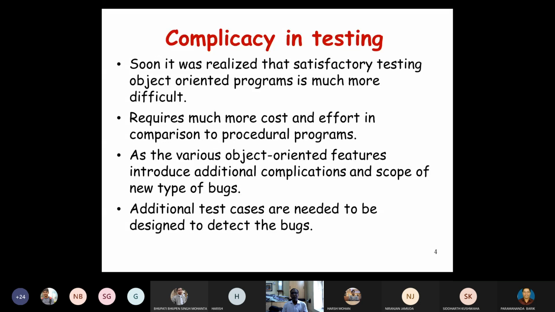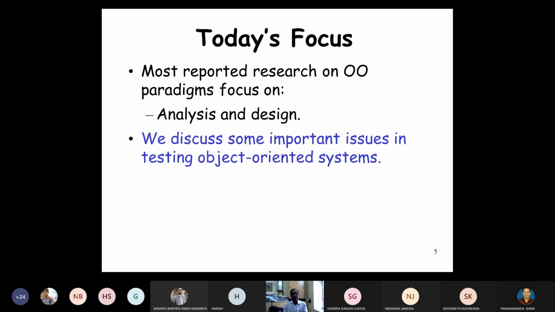Also, there is a heavy scope for new types of bugs in object-oriented programs. That's why testing object-oriented programs becomes much more complicated. The various object-oriented features introduce additional complications and scope of new types of bugs. That's why object-oriented programs require much more cost and effort for testing in comparison to procedural programs. So you may have to design additional test cases to detect these new types of bugs.